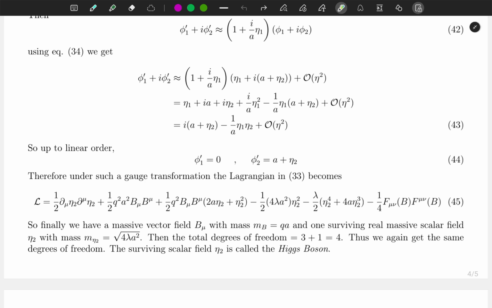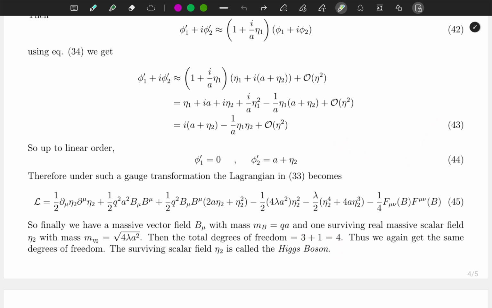So that is the process. This whole process is called the Higgs mechanism, and this surviving scalar field, that is eta 2, is called the Higgs boson or Higgs field. So this was the basic example to demonstrate what the Higgs mechanism is.